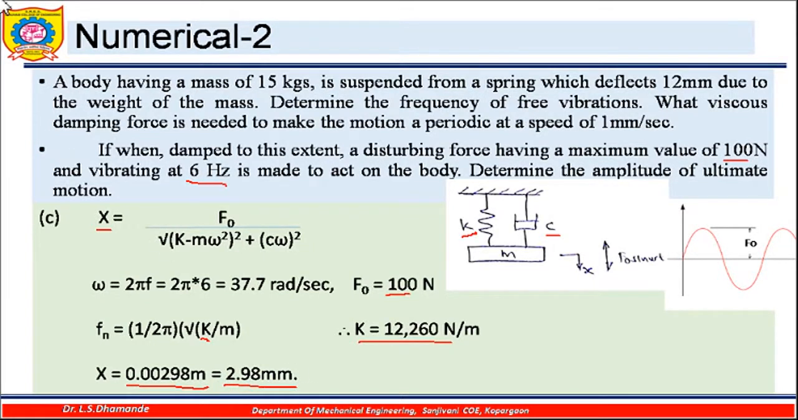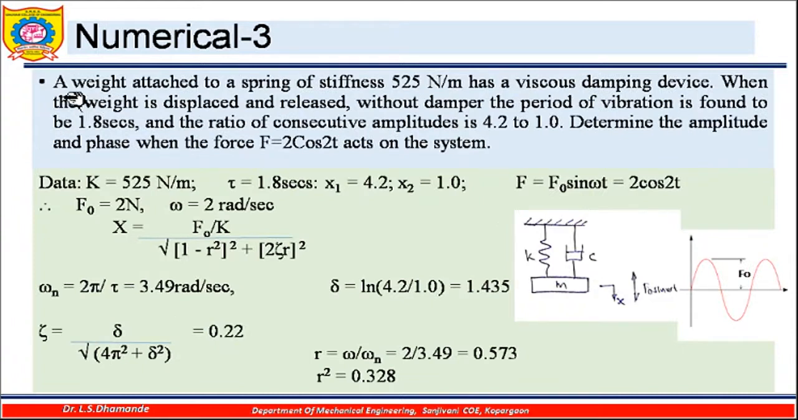Okay, now we'll see one more numerical. In this case, a weight is attached to a spring with stiffness of 525 Newton per meter, and it has a viscous damping device. When the weight is displaced and released without the damper, the period of vibration is found to be 1.8 seconds.